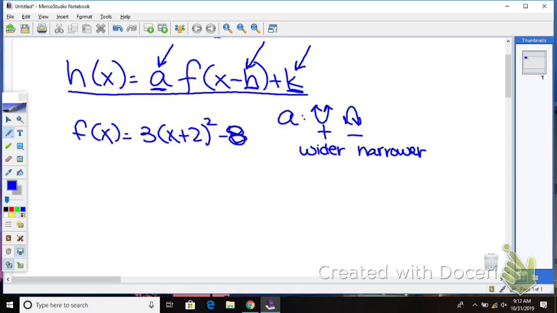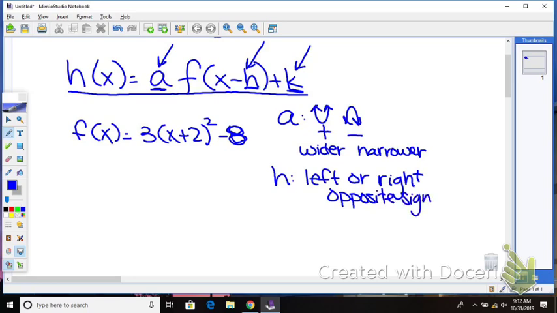Okay, h, does anybody remember what the h tells you? h is special. Is it left or right, and what else is special about h? It tells you left or right, yeah, but if it's negative, it's going positive. And if positive, it's opposite. So h tells you your left or right shift, and you look at the opposite sign. So because this is a +2, we would actually go left 2. You look at the opposite.